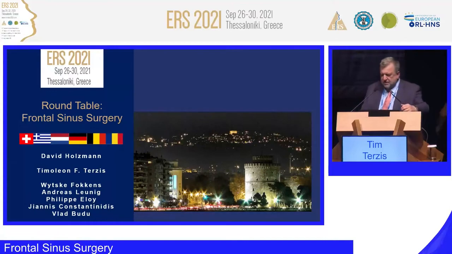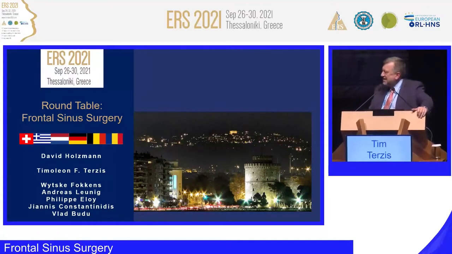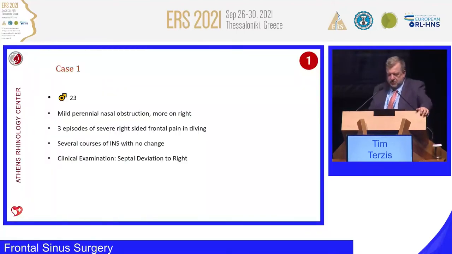Thank you. So we'll discuss a few cases which I think cover a range of diseases and conditions in the frontal sinus. We start straight away with the first case, a young man, 23, with a mild perennial nasal obstruction, more on the right. He actually presented because he had a recent episode of severe right-sided frontal pain while diving, which he had in the past 2 more times. He's had several courses of intranasal steroids with no change, and he asked for help.